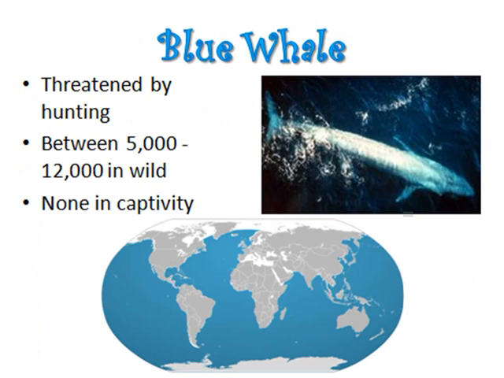Next, we have blue whales, which are threatened by hunting. They are the largest animals on the planet, and there are about 5,000 to 12,000 of them located in the wild. They're very large. There are obvious issues with trying to keep blue whales in captivity.